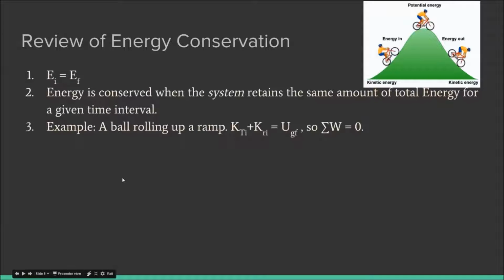Alright, a review of energy conservation. Energy is conserved when whatever system you're analyzing retains the same amount of total energy for a given time interval. So, for example, in this picture, you see a man riding his bike up a hill and then riding back down. Now, say we were just analyzing from the top of the hill to the bottom, and imagine that there's no friction between his tires and the ground. Now, obviously, he needs friction between them to rotate, but just imagine that there's no energy dissipated through the friction.